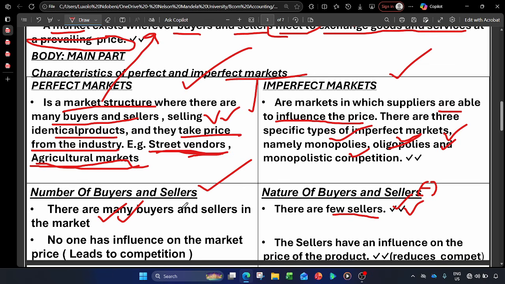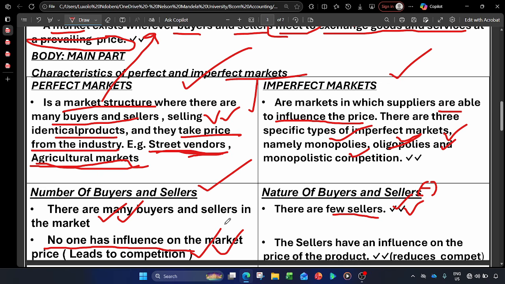So, by meaning of many buyers and sellers in the perfect market, that means no one has influence on the market price. That will definitely lead to competition, even though everyone has the right to change the price. But it makes you not have influence, because you already know that if you change the market price in the perfect market, customers or buyers won't come and buy your goods because the market has competition. Everyone is charging the same price.